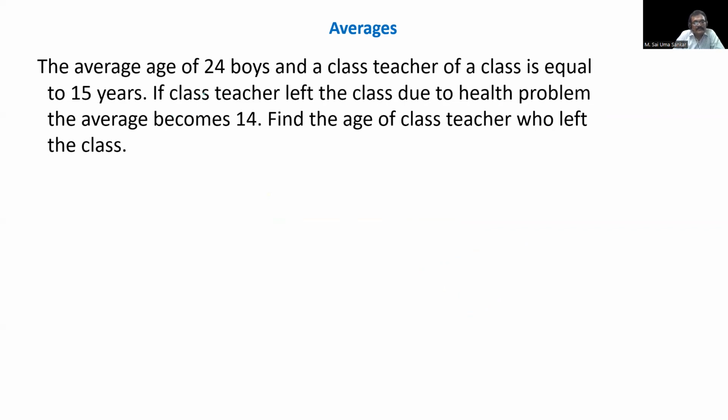The average age of 24 boys and a class teacher is equal to 15 years. If the class teacher left the class due to health problem, the average becomes 14. Find the age of the class teacher who left the class. Here, 24 boys plus the class teacher, that is equal to 25 members. What is the average? That is equal to 15. What is the total? That is equal to 375.